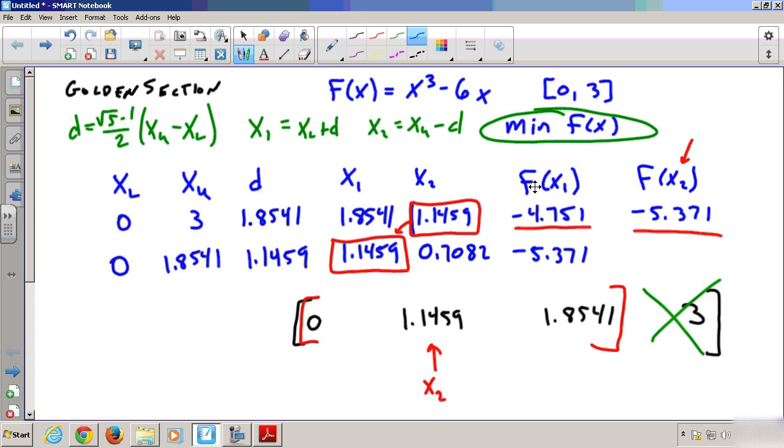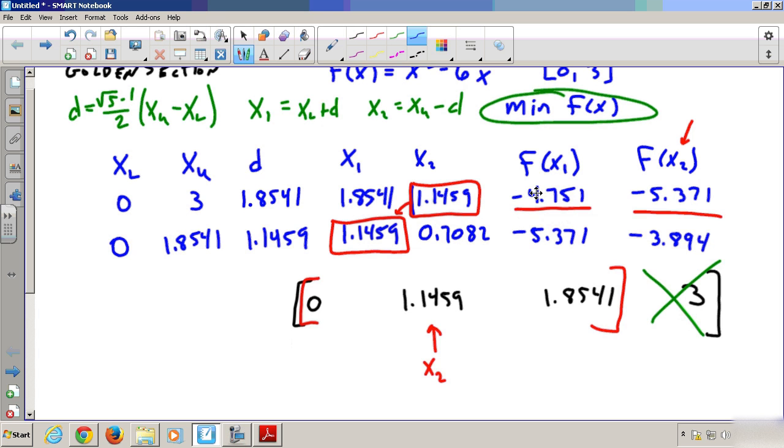Now, X2 I do have to redo. I have to plug X2 into the function. And if I plug X2 into my function, again x cubed minus 6x, I will get minus 3.894. Okay? All right. So now, let's do this again on a number line.